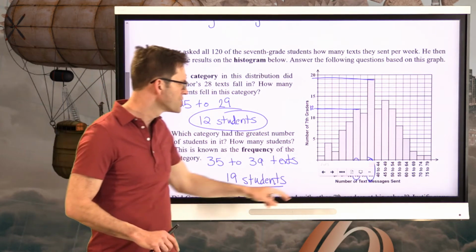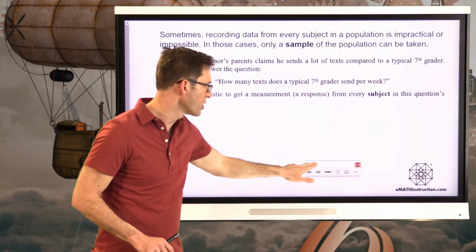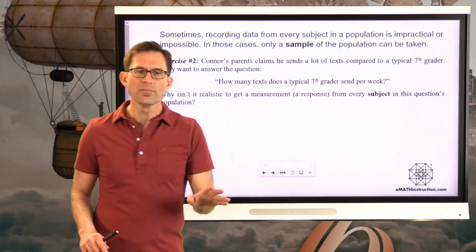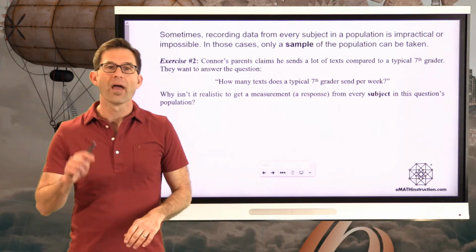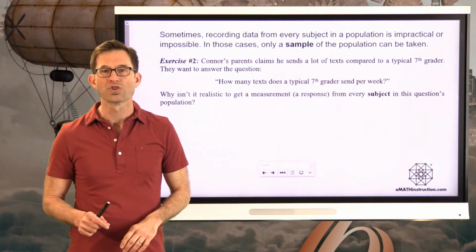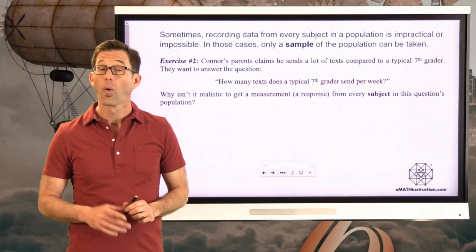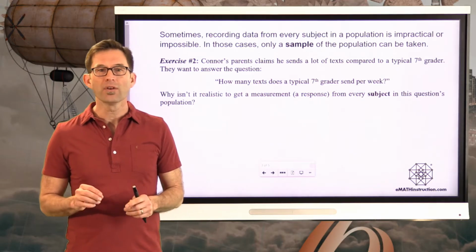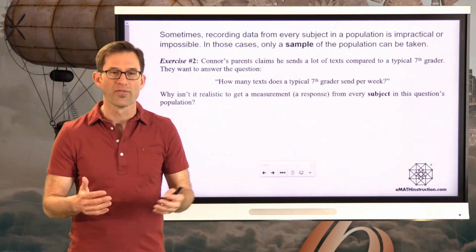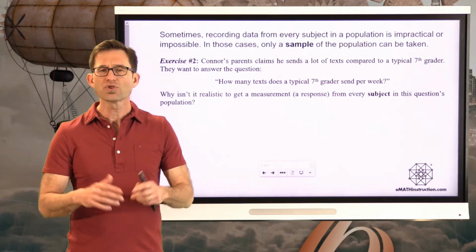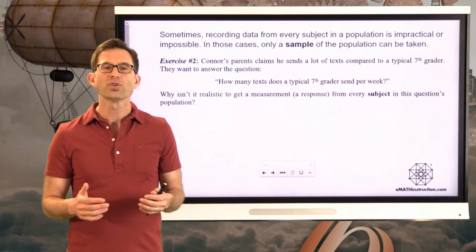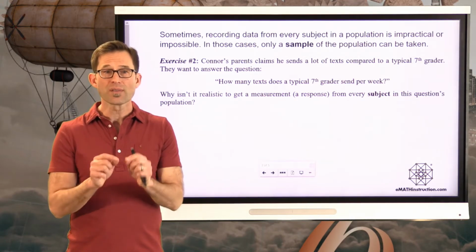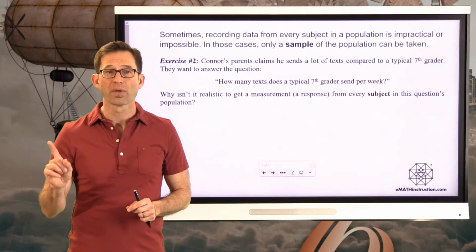All right, so let's keep working with this particular exercise. Now, sometimes recording data from every subject in a population is either impractical or literally impossible. In those cases, what we try to do is get a sample of the population, right? We just try to get a sample, and then we try to say something using the sample about the population.